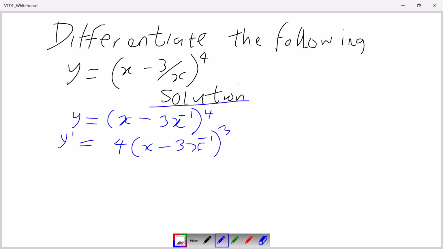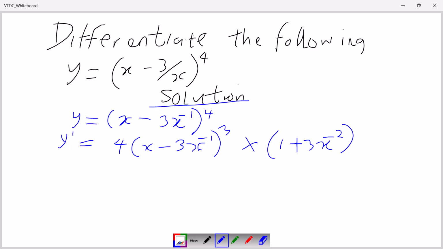To differentiate the inside now, x will give me 1, minus, plus 3, because minus 3 times minus 1 is 3. Then x raised to power minus 1 minus 1, that's minus 2. So that's the differentiation.